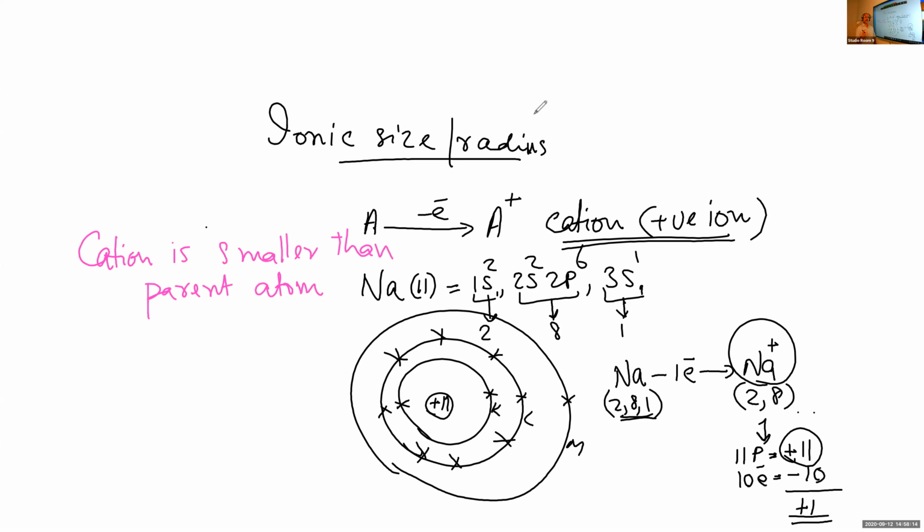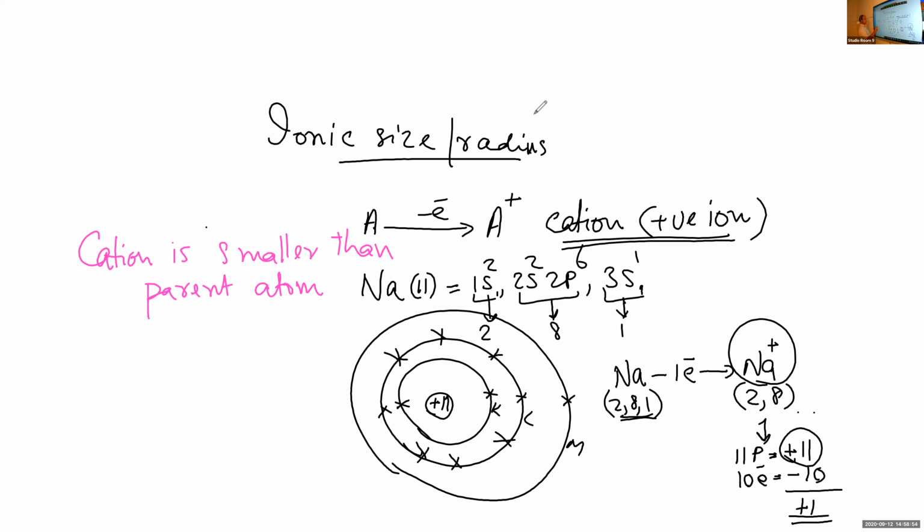In the parent atom, the number of protons and the number of electrons will be the same. But in the cation, the positive ion, electrons are removed, so the number of electrons will be decreased. But the nuclear charge remains the same. The effective nuclear charge increases. The same positive charge attracts a lesser number of electrons, and therefore the size of the cation will be smaller than the corresponding parent atom.